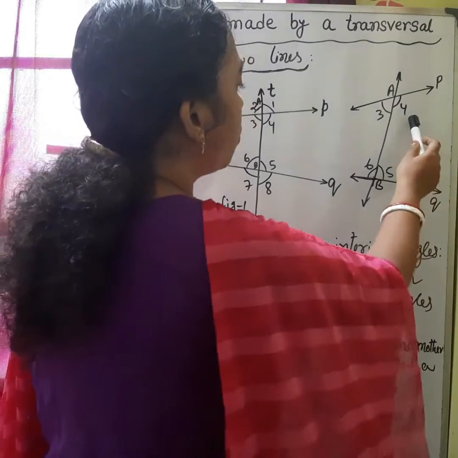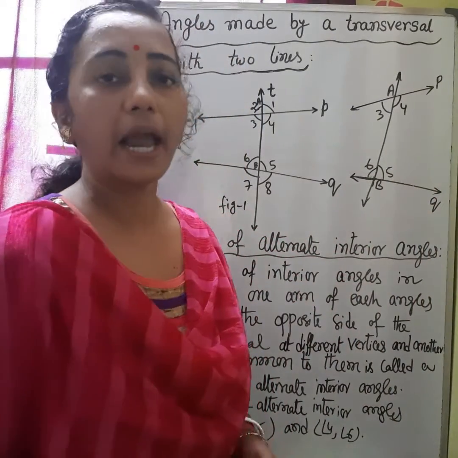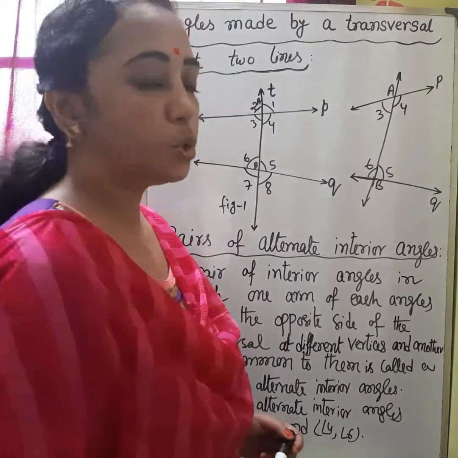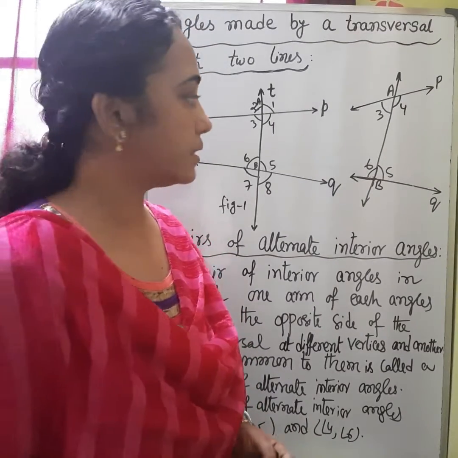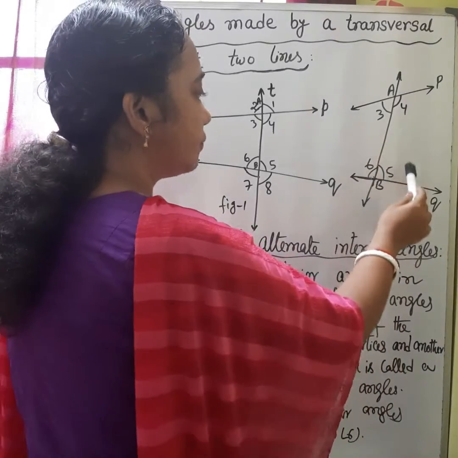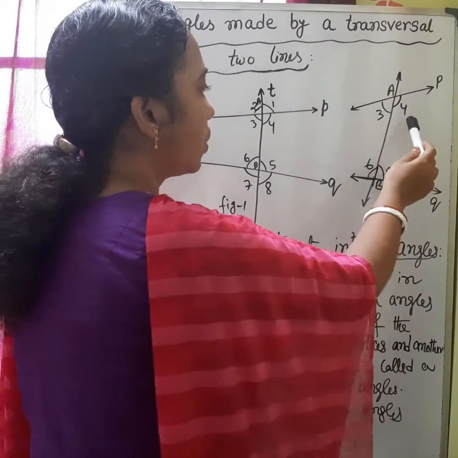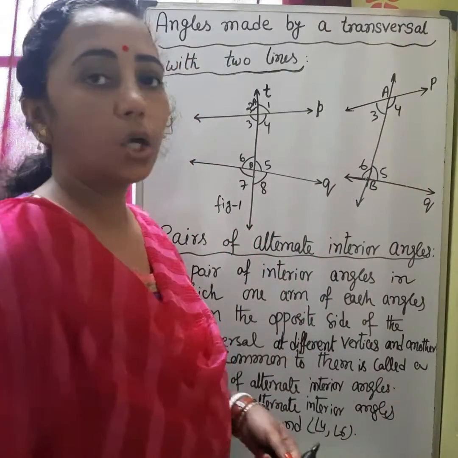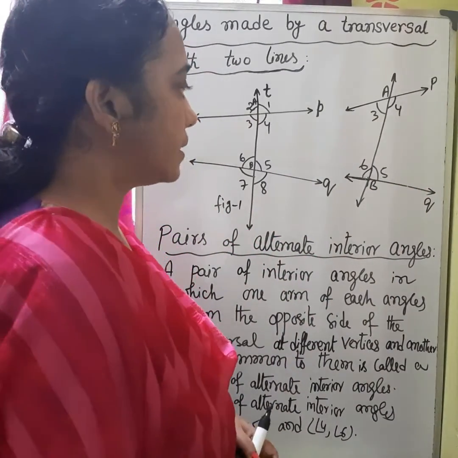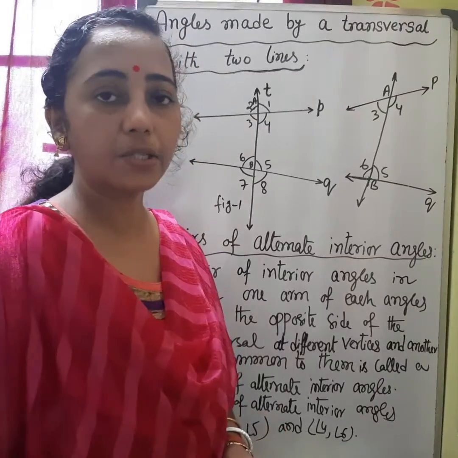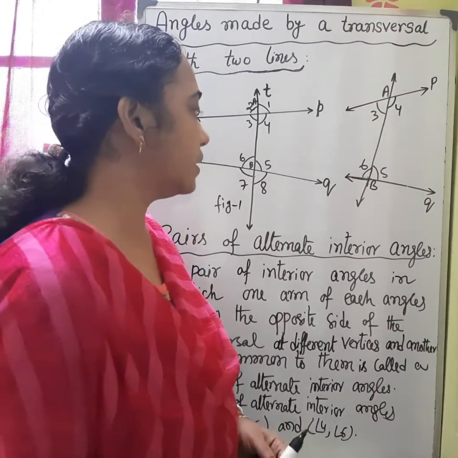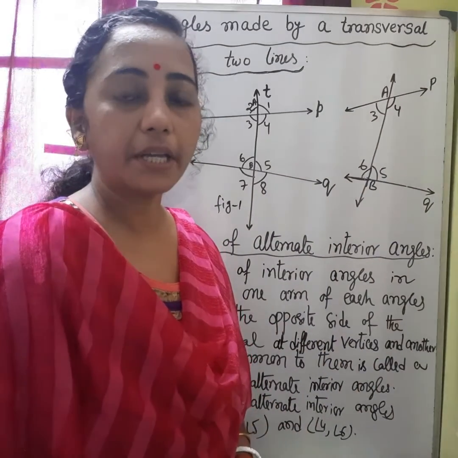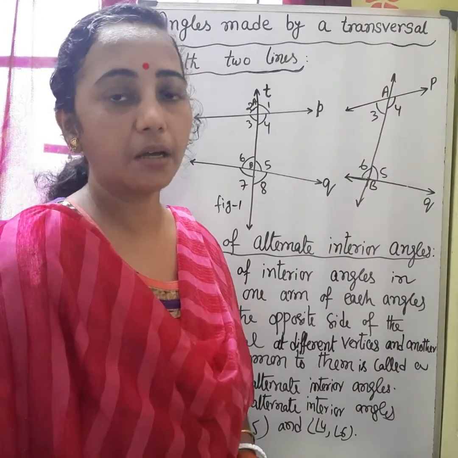Similarly, angle 4 and 6 are another pair of alternate interior angles. So in this figure, we are getting two pairs of alternate interior angles. One pair is angle 3 and 5, another pair is angle 4 and 6. Angle 4 and 5 are the co-interior angles, that is the consecutive interior angles on the same side of the transversal, and angle 3 and 6 are also called co-interior angles on the same side of the transversal.